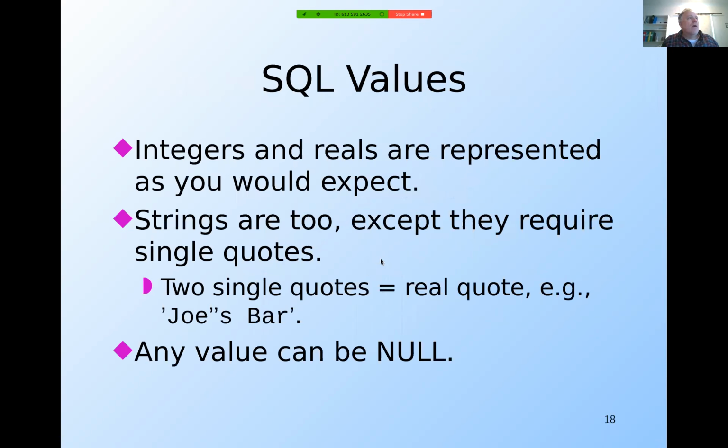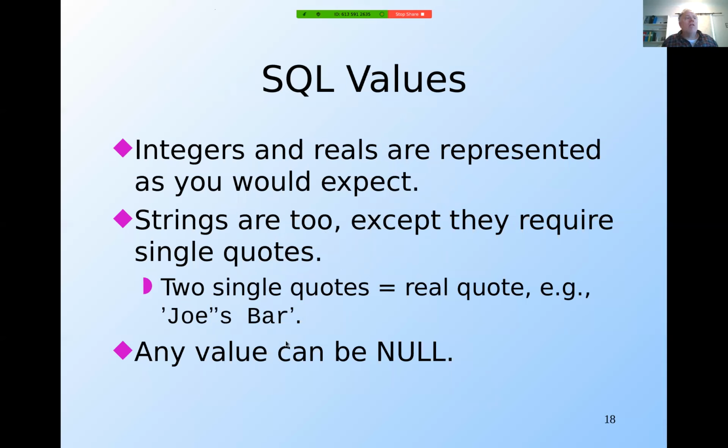So integers and reals. The way the types work in SQL is fairly straightforward. Integers and reals are what you expect. You denote strings with single quotes. And if you need to have a quote inside of a string, you do a double quote. This is really an old style of doing things. If people could redesign SQL from the ground up now, they probably wouldn't do it this way. This is not so modern.